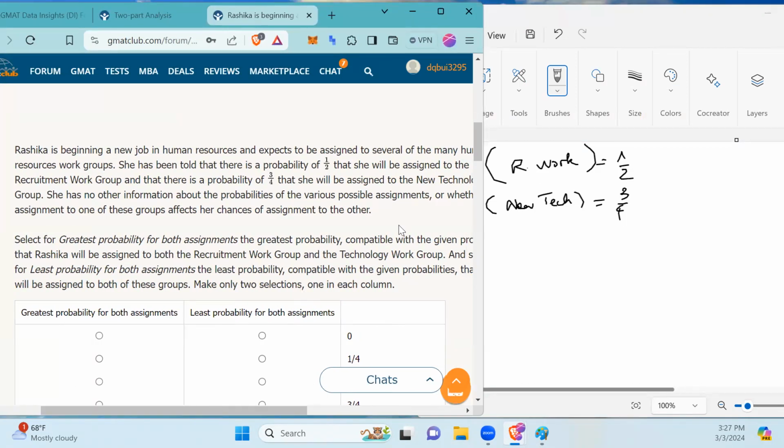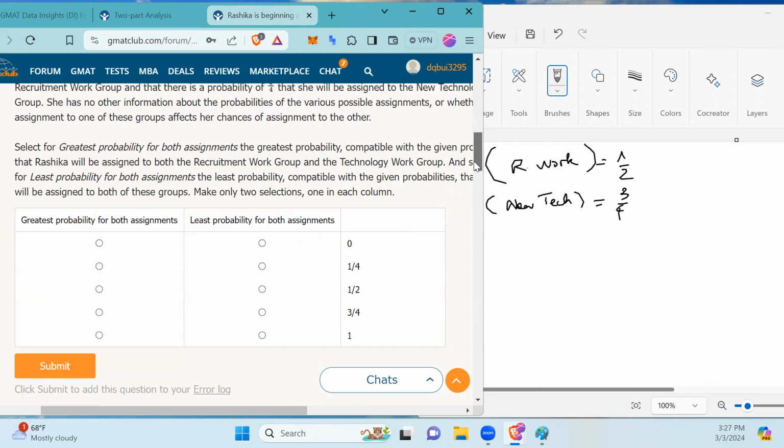Okay. So we're going to find the greatest possible probability that she gets assigned to both assignments, and the least possible probability for getting into both assignments. So how did you go about finding the greatest and the least probability?